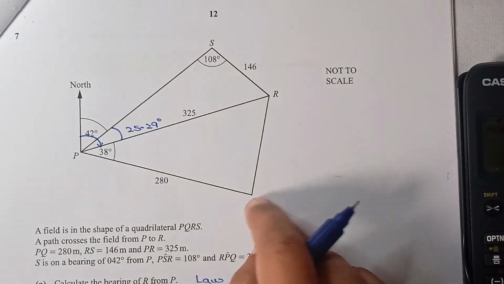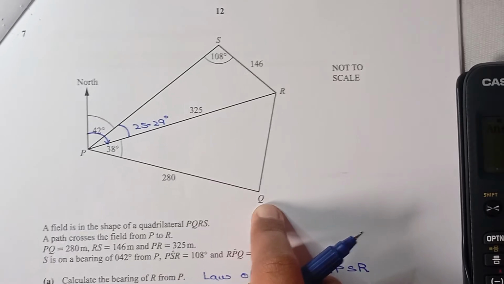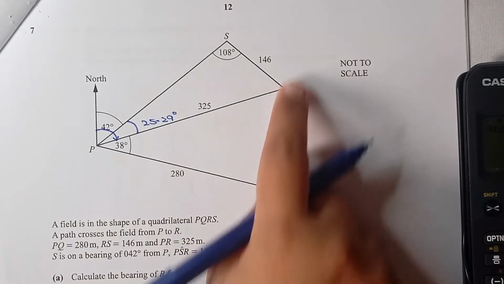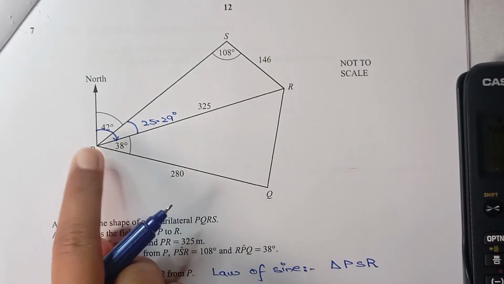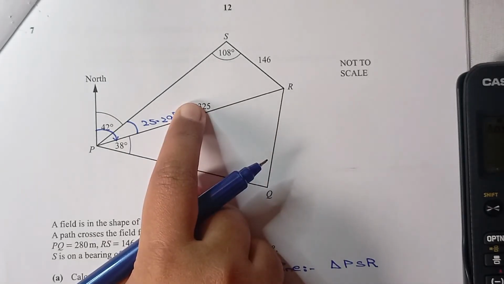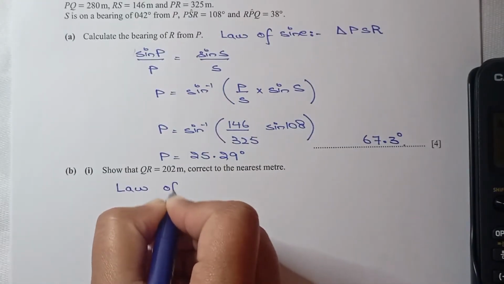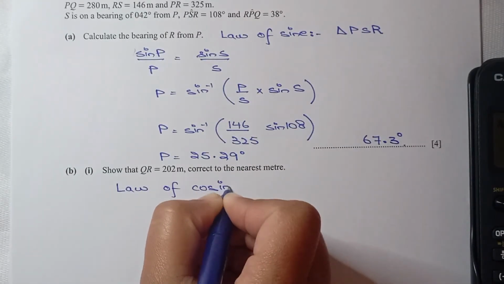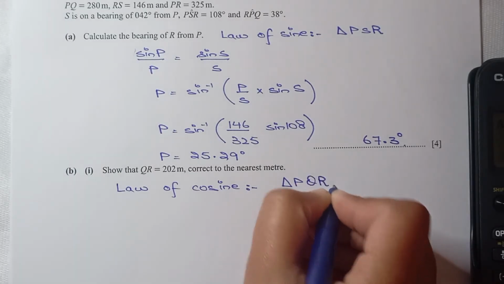Okay, Q to R, where is QR? QR, this side we are going to find. So now we are going to consider the triangle PQR, this triangle. We have given the angle P, and side R is given and side Q is given. So here we can use the law of cosine on the triangle P, Q, and R.